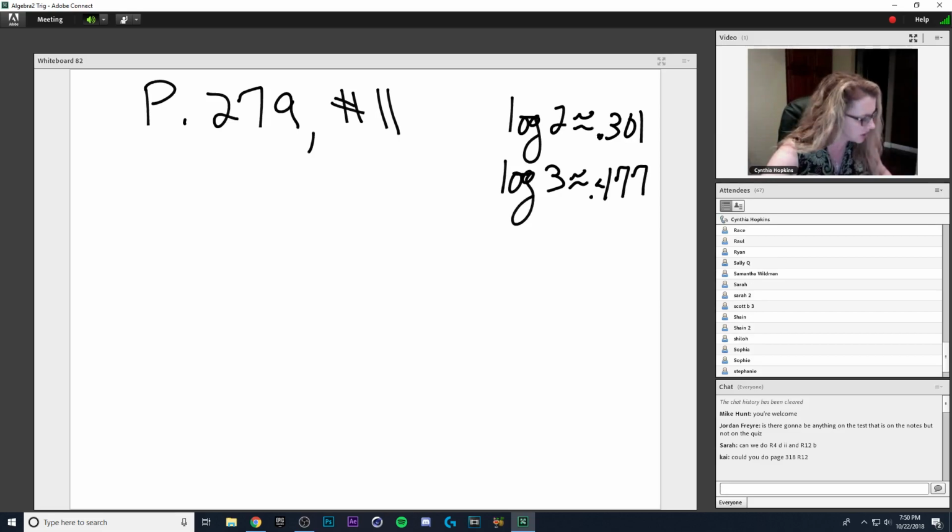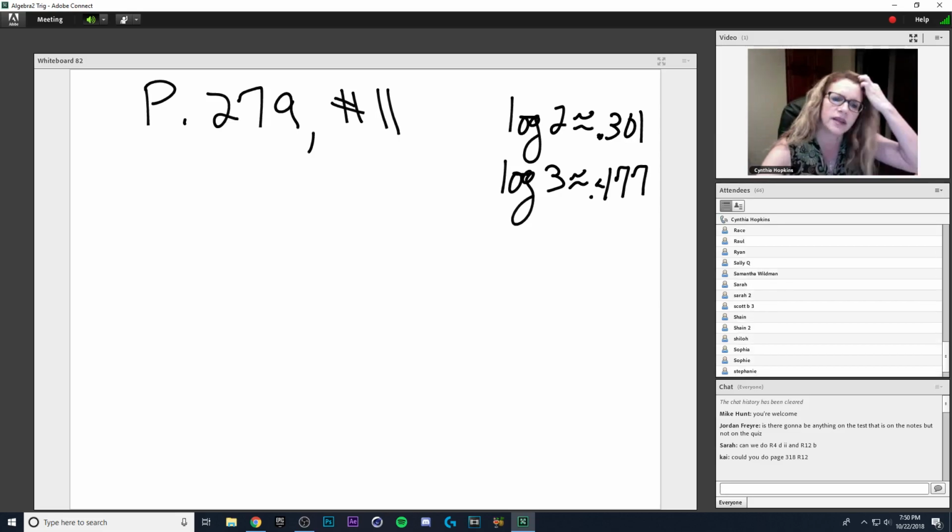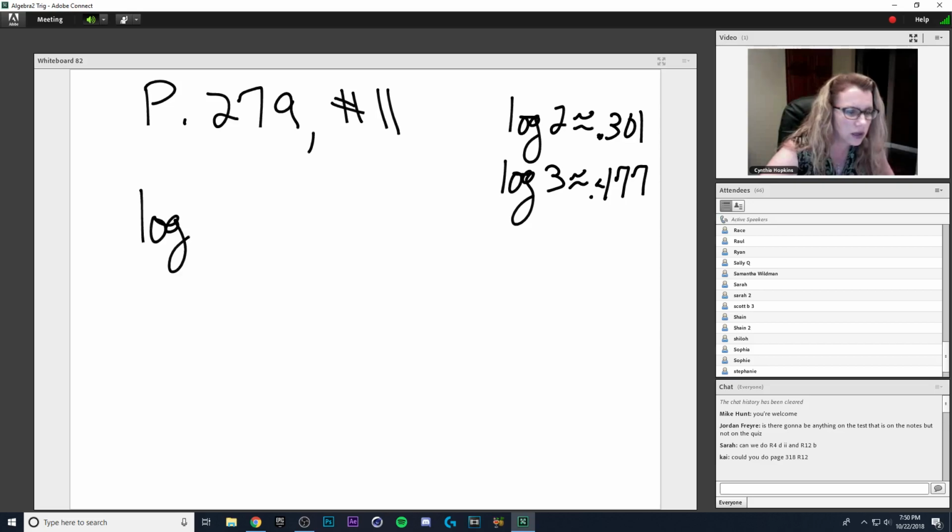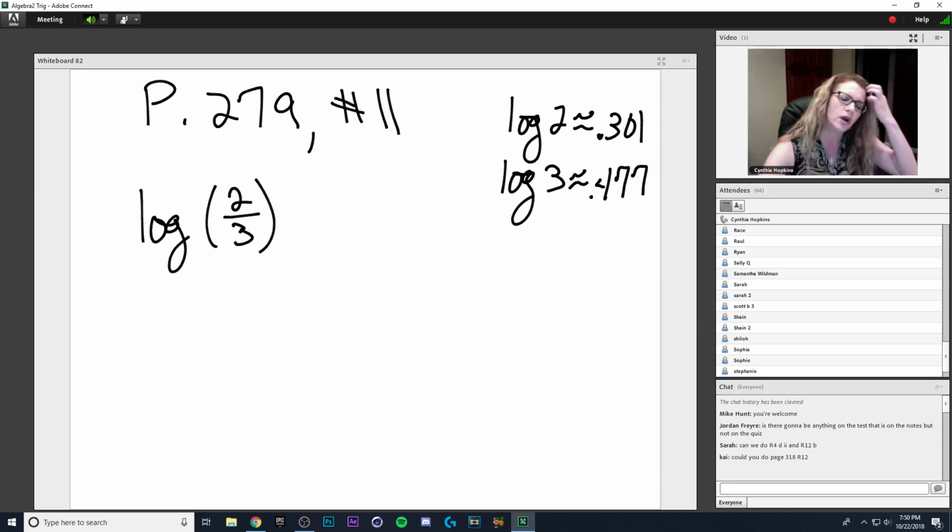And in the directions, they also told you log of 5, but I can see from this question number 11 that we don't need that. So they're saying without using the log key in your calculator, can you find log of 2/3? Well, you have to know your properties of logs. We've talked about this in my class. There's only 3 properties of logs.